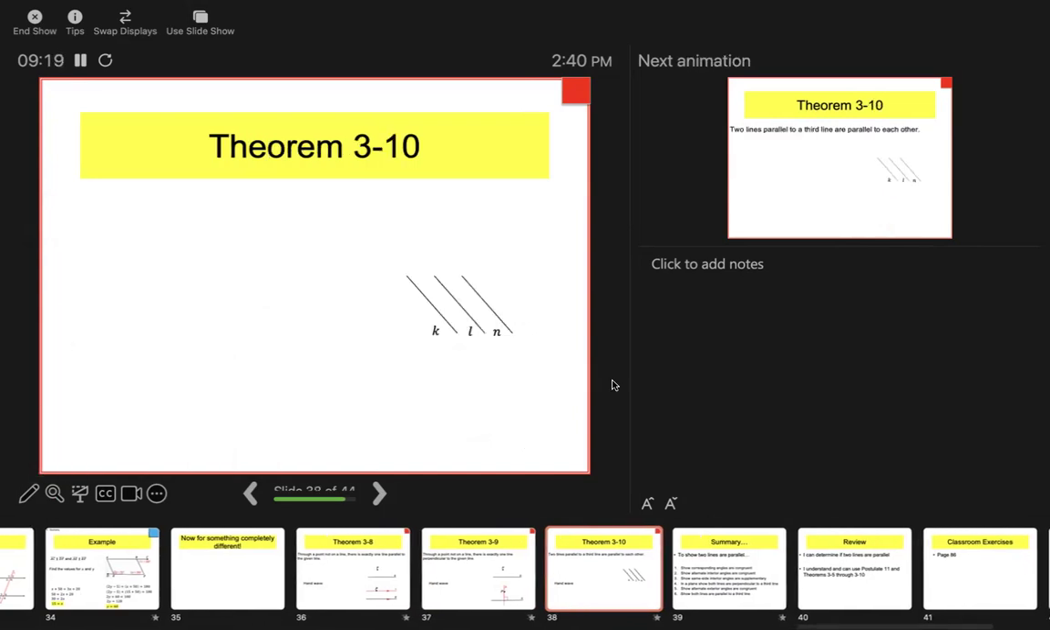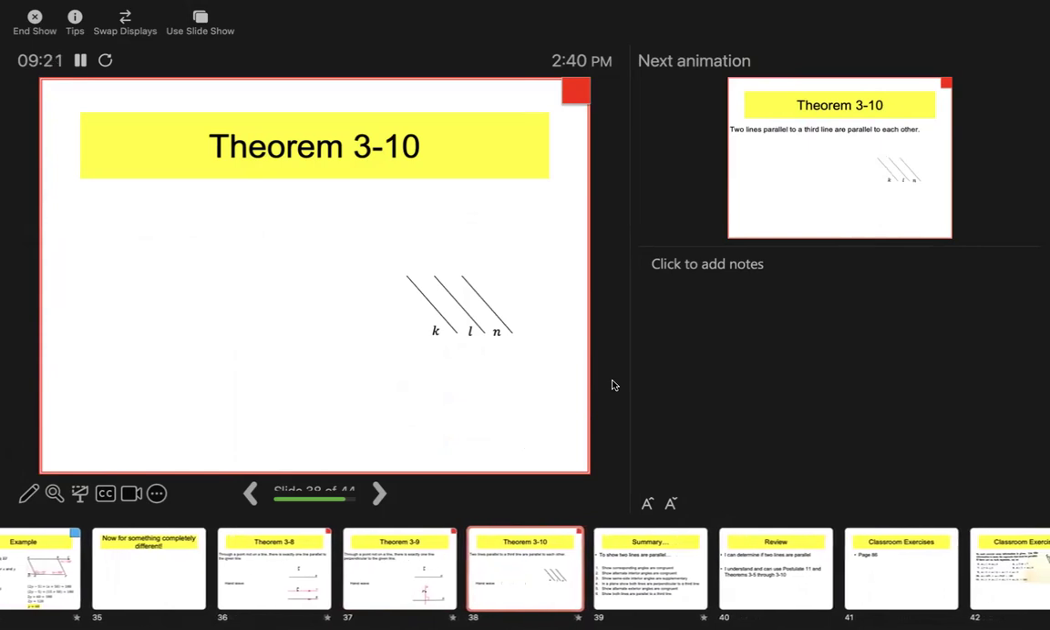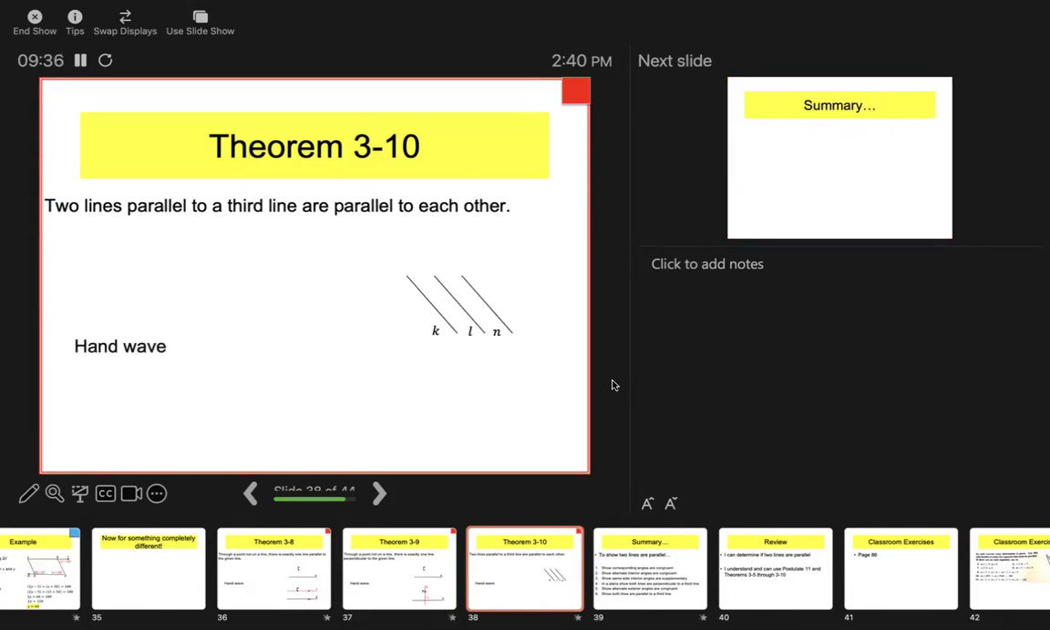All right, last one. Okay, let's see. I don't have two lines, I have three lines. And it says the following. If two of those lines are parallel to a third, if K is parallel to L and N is parallel to L, then all the lines are parallel to each other. I'm not going to give you a hand wave proof on this one. This is pretty straightforward.